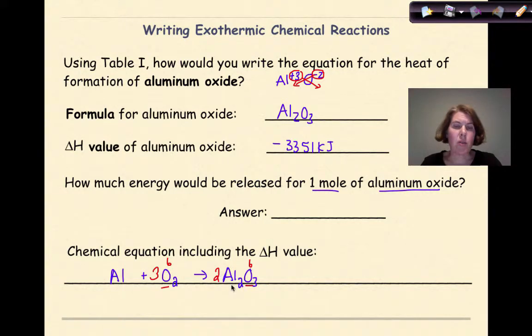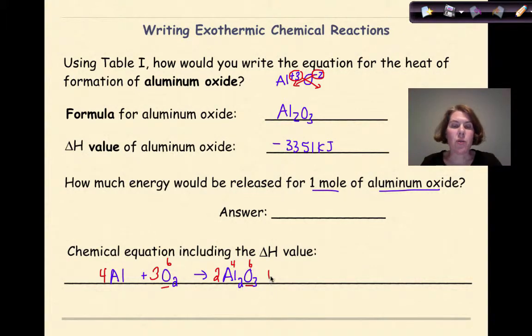And then I go back over to the product side. 2 times 2 gives me 4 aluminum. So I'm going to need 4 over here, which means that this delta H value for aluminum oxide really corresponds to 2 moles of aluminum oxide in my chemical equation.